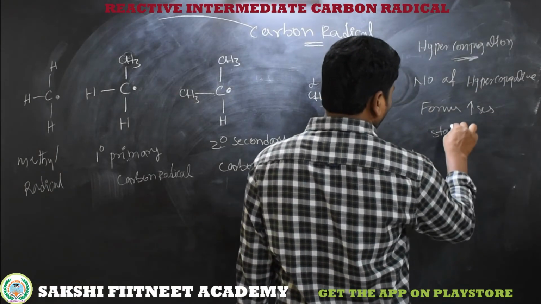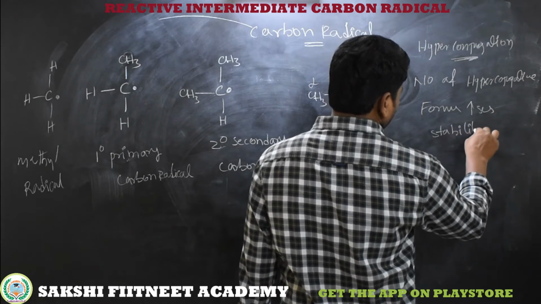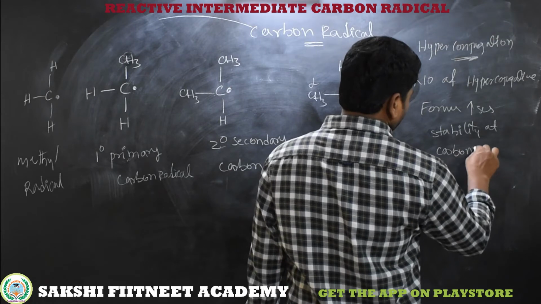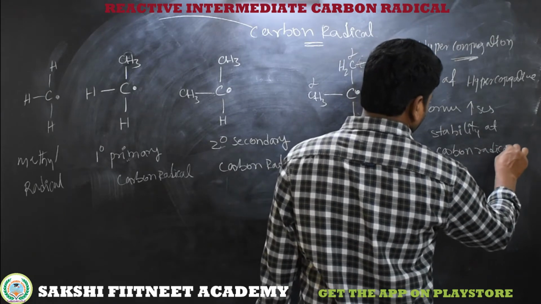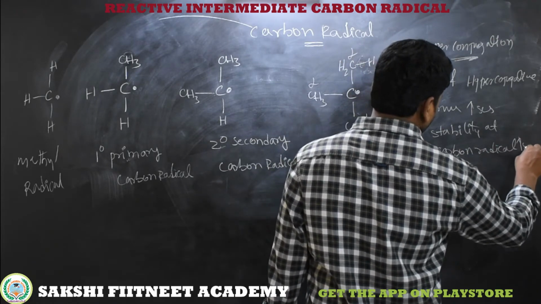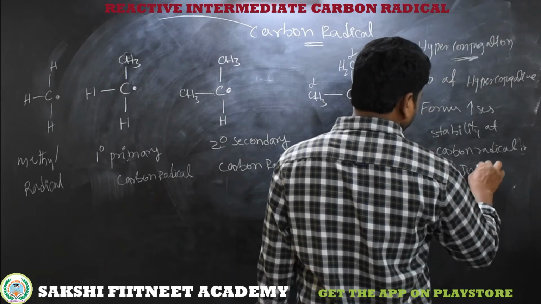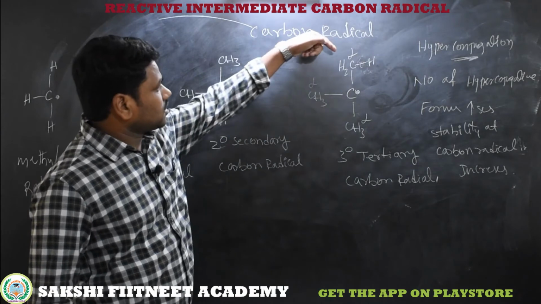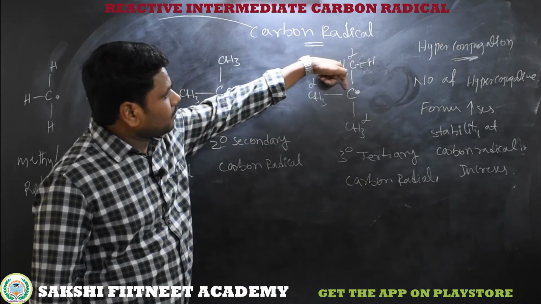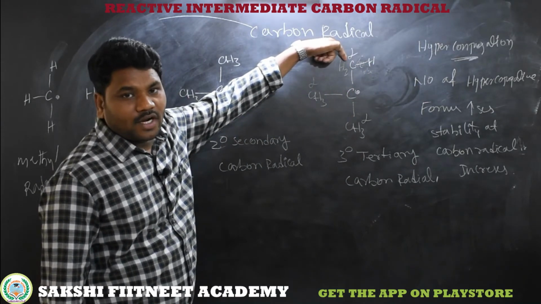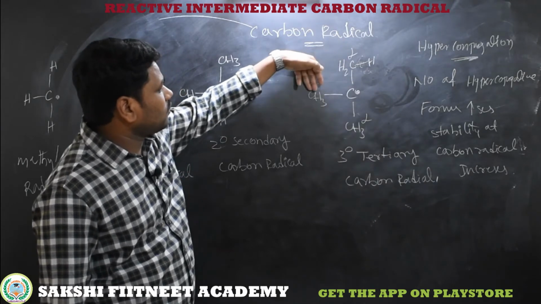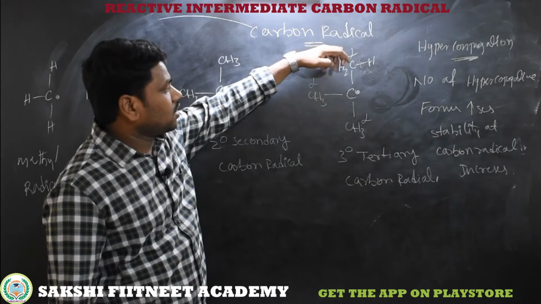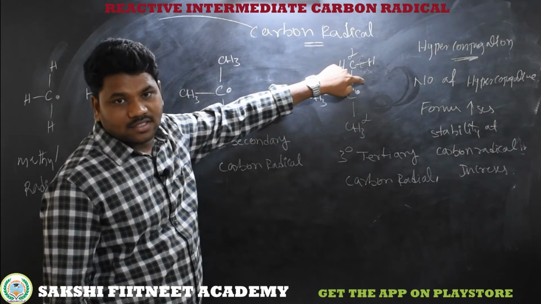increases, the stability of carbon radical increases. So simply, this alpha hydrogen shifts to this carbon radical, then this carbon gets the free radical. Like 3 hydrogens here, 3 hydrogens here, 3 hydrogens here, 9 hydrogens are participating in hyperconjugation. So 9 hyperconjugative forms exist here.